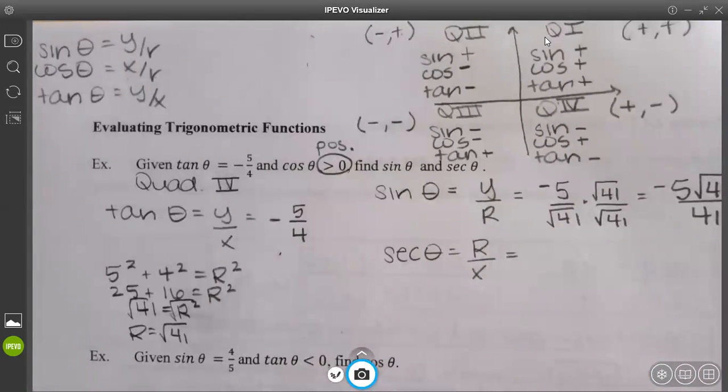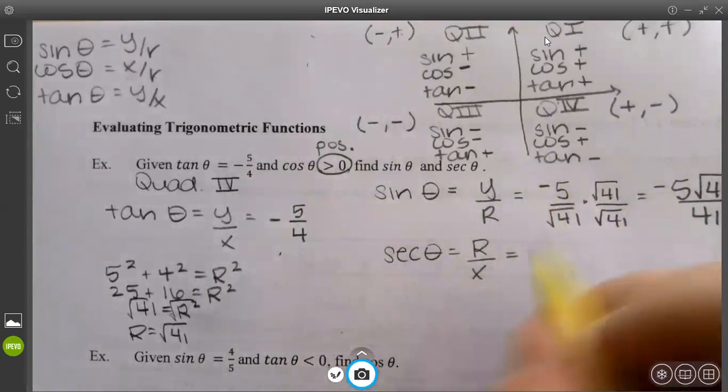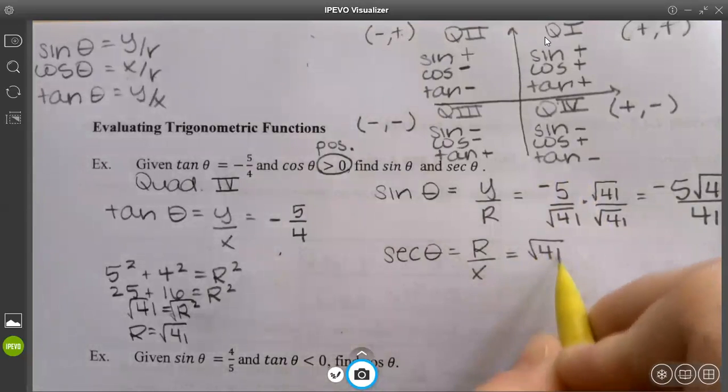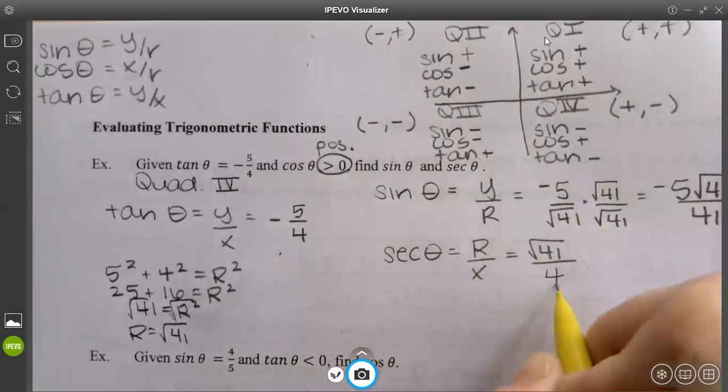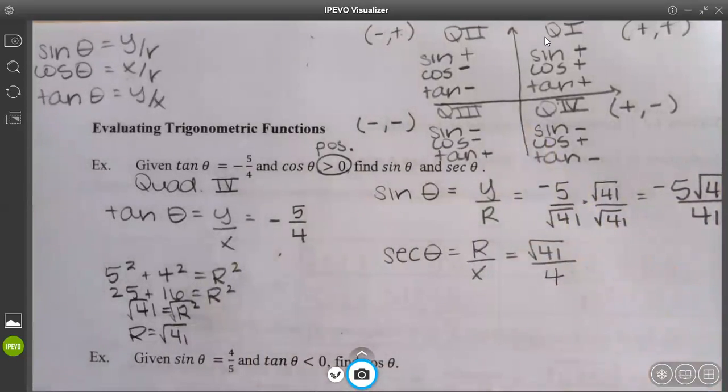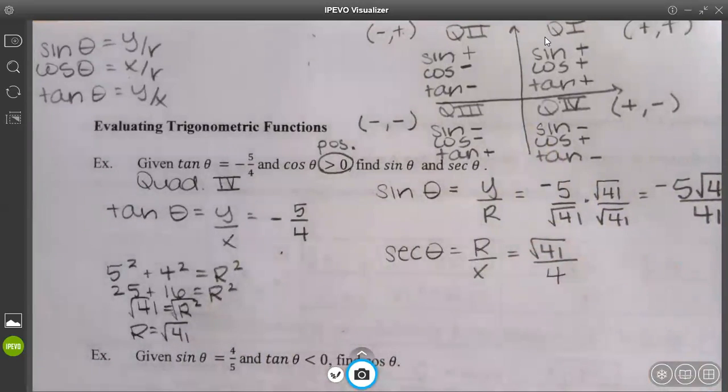What's your r? Say it again. What's your x? Is it negative or positive? Why is it positive? Is everybody okay with that? Does everybody see that? So if the cosine is positive, secant has to be positive because it's just a reciprocal of itself, right? Positive over positive, still positive. So that's it. Any questions?